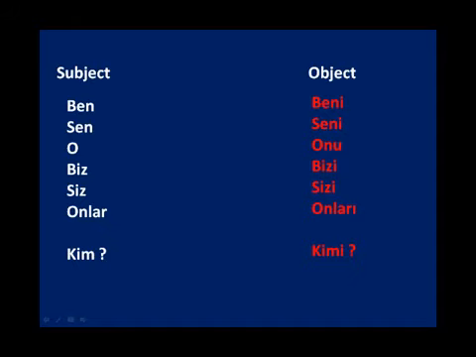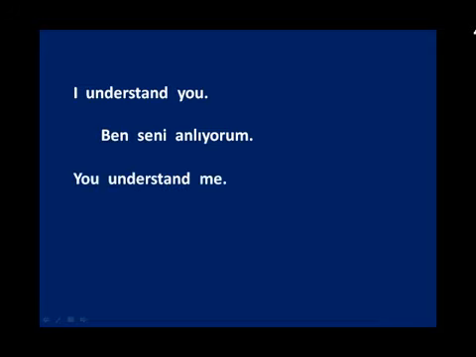So, let's try this sentence. I understand you. Understand is "anlamak" in Turkish. So, "ben seni anlıyorum." Subject, object, verb. SOV, subject, object, verb. This is the neutral sentence. You understand me. This time the subject is you and the object is me. So, "sen beni anlıyorsun." Of course, a normal Turkish person would say "anlıyosun." So, "sen beni anlıyosun." We skip the R. It's simpler, right?